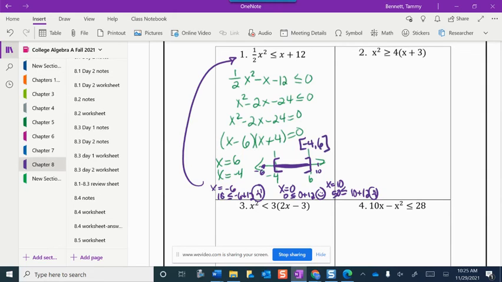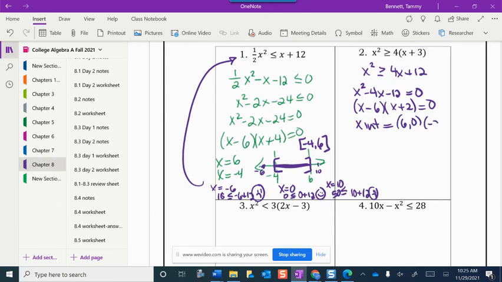All right, number 2, x squared greater than or equal to this. So let's do x squared greater than or equal to 4x plus 12. So we're going to go x squared minus 4x minus 12. Let's put that equal to 0. Find those x-intercepts. Can we factor that? Yeah, let's factor. So x minus 6, x plus 2 equals 0. So my x-intercepts are (6, 0) and (-2, 0).